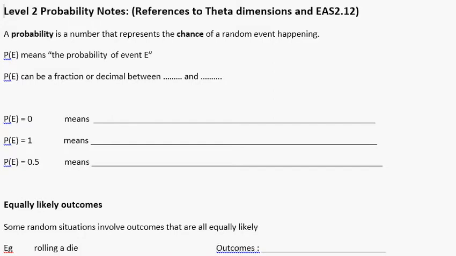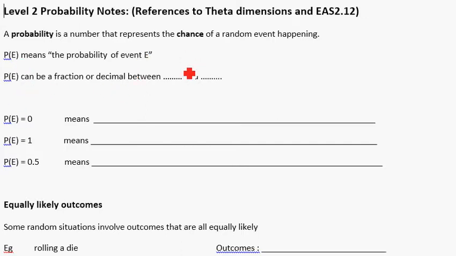Right, probability notes. Probability is a number that represents the chance of a random event happening. Just watch the notation here, P of E. E is an event, like the probability of getting a head when you throw a coin, or the probability of selecting an ace from a pack.